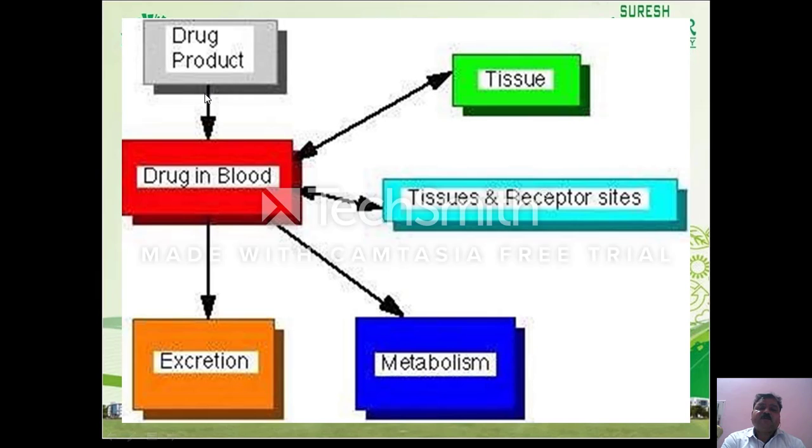When the drug product is given, it will come into the blood, then from the blood it will go into the various tissues, then the tissues and receptor sites, then it will be metabolized, and finally it will be excreted.